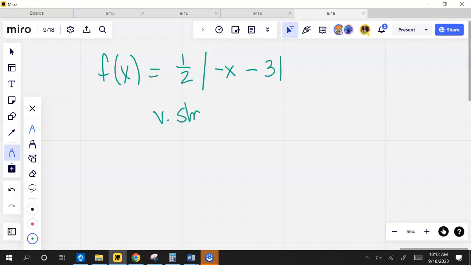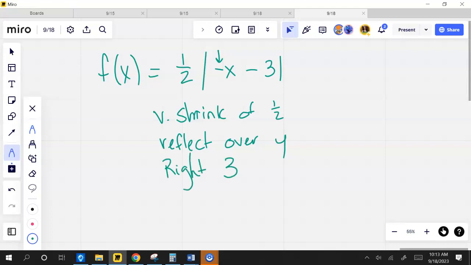Vertical shrink of 1/2. There you go. It's a reflect over the y because the negative's inside, hooked to the x. Right. Over y. What you got, Cody?